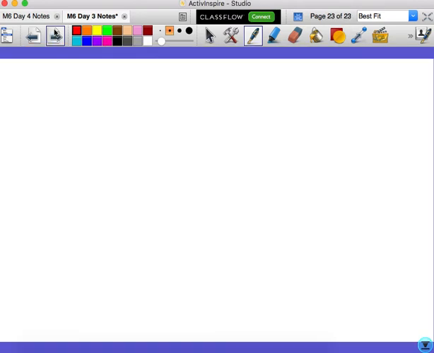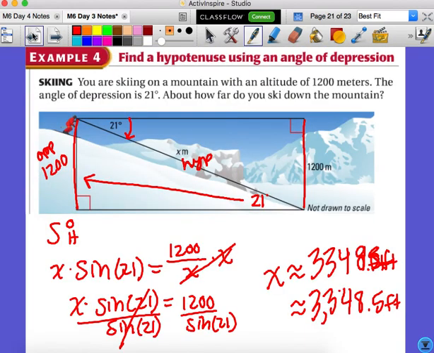So trig is going to have lots of different application problems, and that's primarily what we're going to focus on tomorrow, is looking at these word problems and learning how to solve those. However, with the knowledge that you have now, you should be able to, as long as you can draw the picture, solve these types of questions.